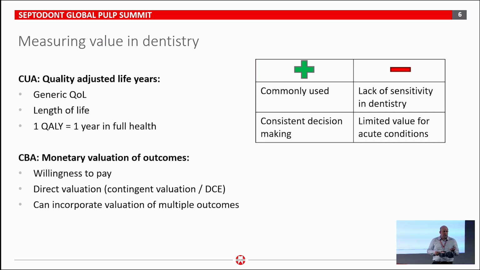We can do that, though, through cost-benefit analysis. We're looking at willingness to pay, which is a direct valuation. So if we ask someone what's the maximum amount of money you're willing to pay for treatment A versus treatment B, we can understand how people value it. It's the very same as going to a shop.